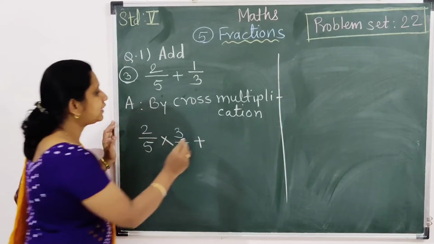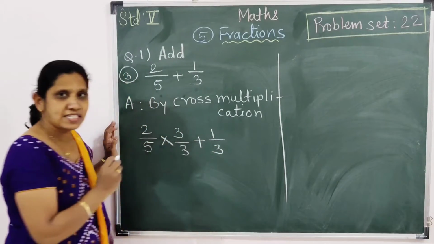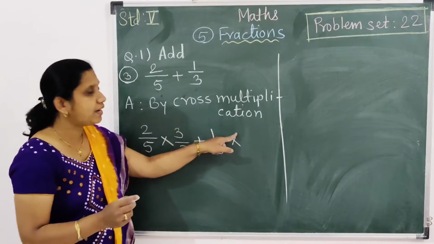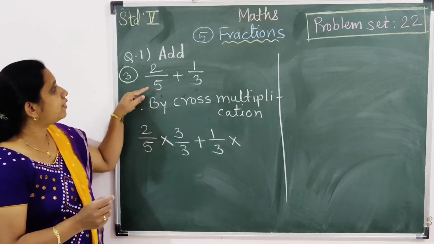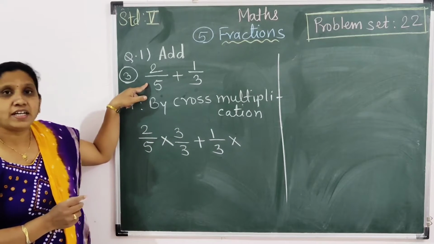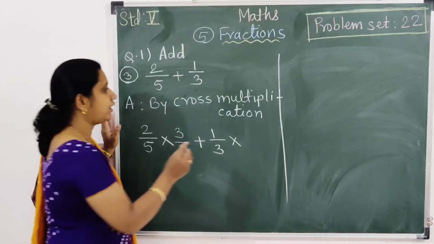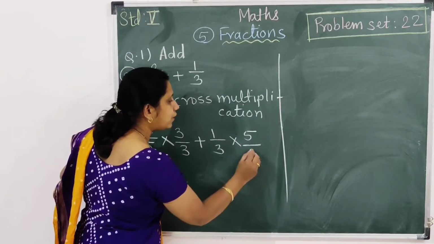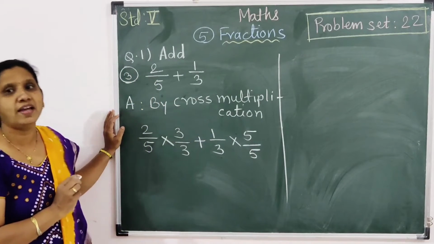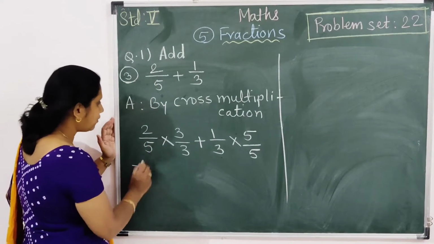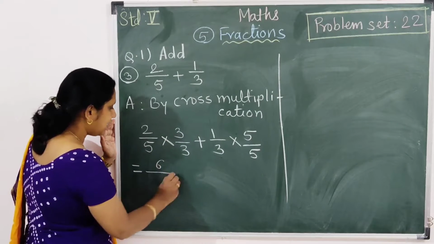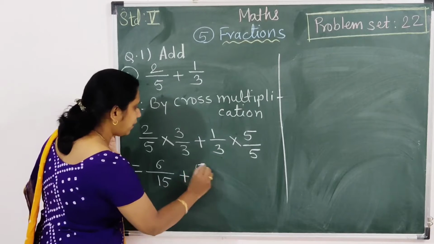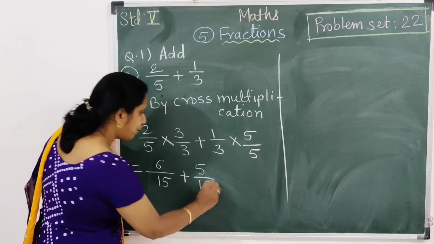Plus we write the second fraction 1 upon 3 as it is. This fraction we multiply in the numerator as well as in the denominator by the denominator of the first fraction, that is 5. So this equals 2 3s are 6 upon 5 3s are 15 plus 5 1s are 5 upon 3 5s are 15.